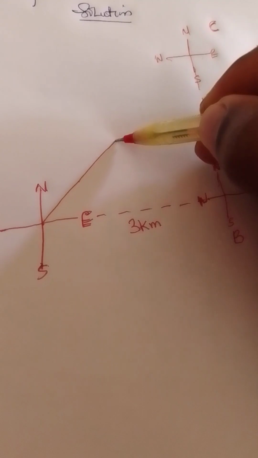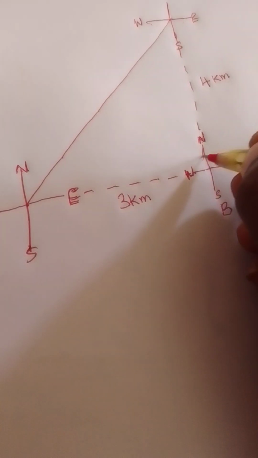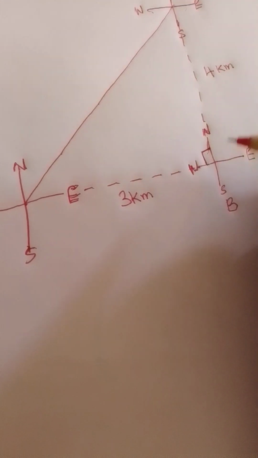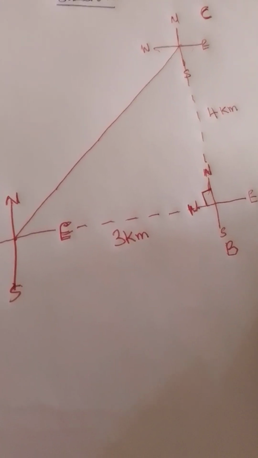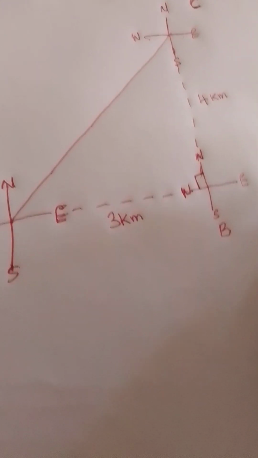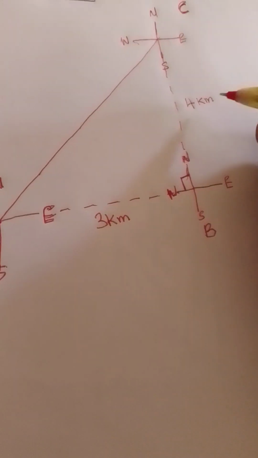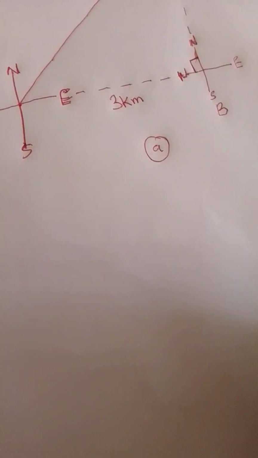you discover that when you join this together, you have produced a right angle triangle. This is a right angle triangle. Quickly, as a mathematics student, the next thing that will come into your mind is Pythagoras theorem. Since we have here 3, we have here 4, calculating AC will now give us Pythagoras theorem.